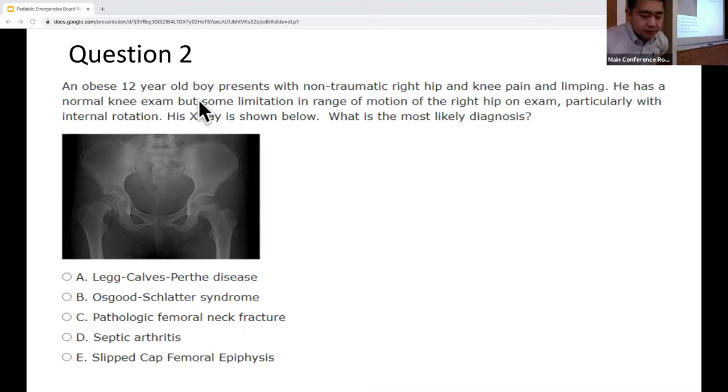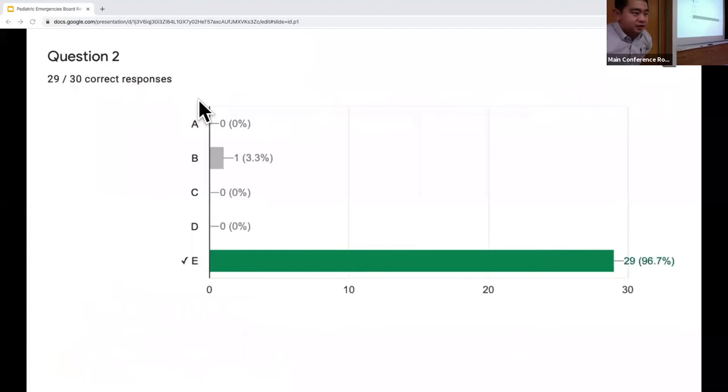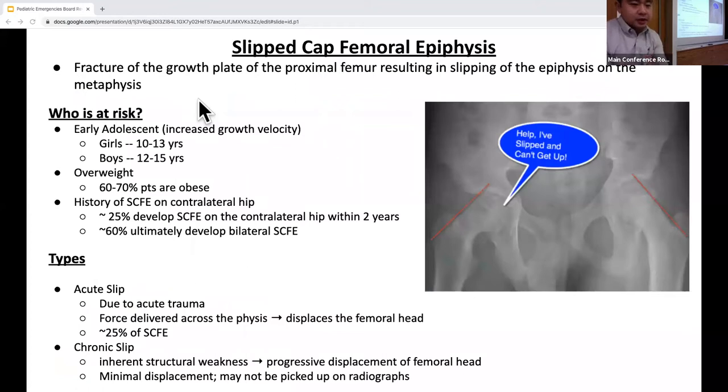All right, so this is SCFE. As you can see on the right side, the femoral head is displaced from the rest of the femur, and so you can clearly see that. Also, great job, everyone, 96%, well done. Everyone's getting this right. So we're going to go over SCFE for this question.